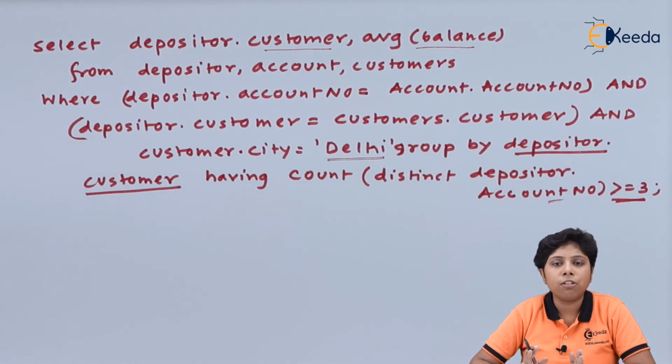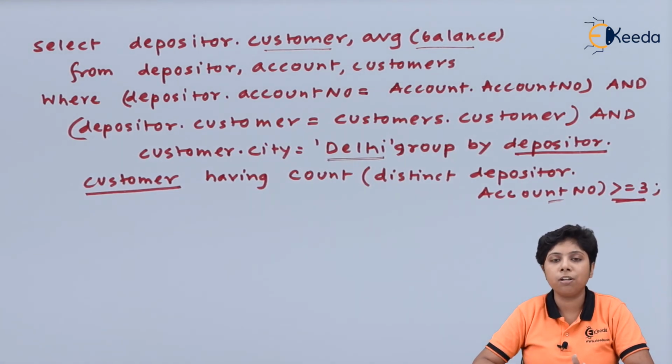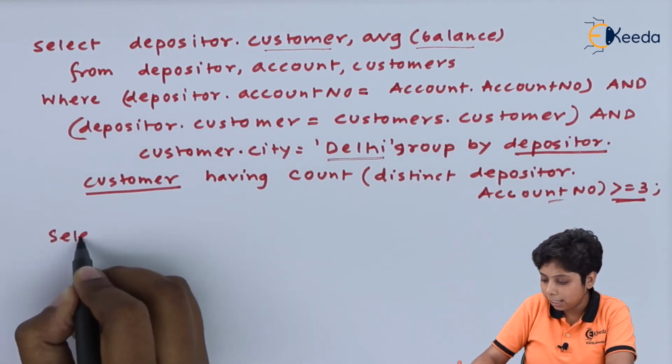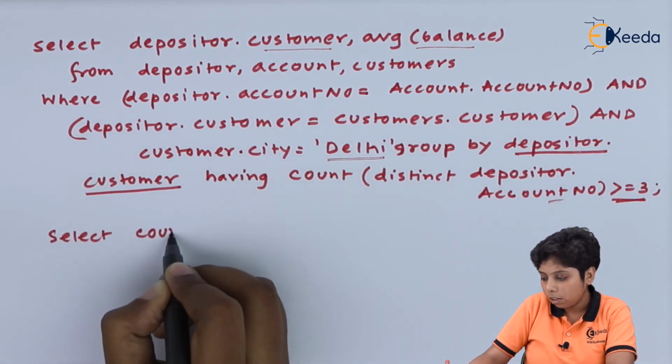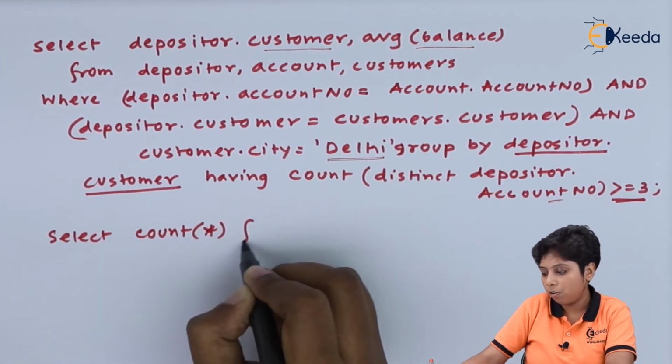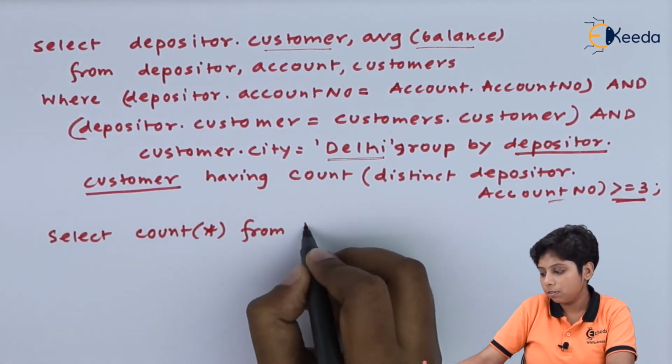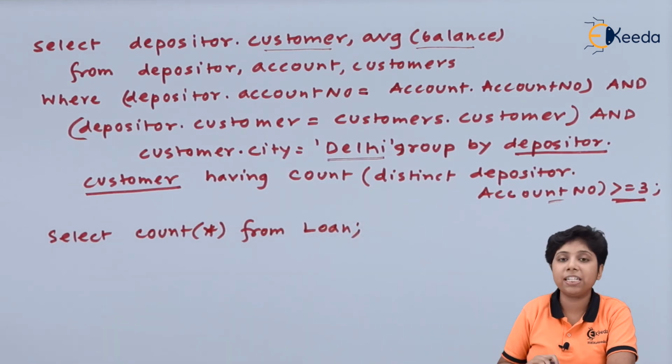Last, to calculate all the number of tuples in a relation, we must use the count star. We know that asterisk stands for all the tuples, and if we put the count operation before this, we will get the number of records in a relation. So we can write select count star from loan. So we will get the number of all the records in this loan table.